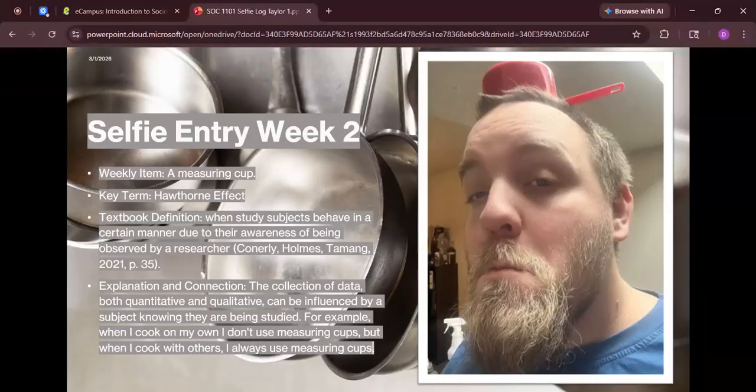So selfie entry week two, we had to pick a qualitative or quantitative measuring device. I picked a measuring cup. My key term was the Hawthorne effect. So when study subjects behave in a certain manner due to their awareness of being observed by a researcher. And my explanation and connection is the collection of data, both quantitative and qualitative, can be influenced by a subject knowing they are being studied. For example, when I cook on my own, I don't use measuring cups. When I cook with others, I always use measuring cups.